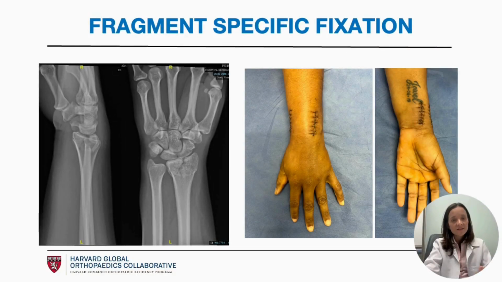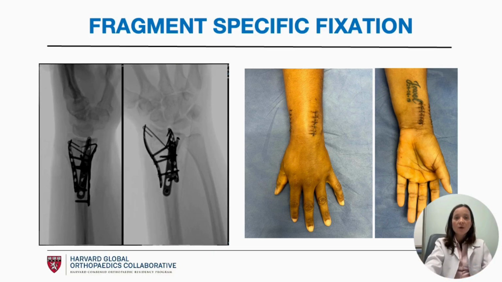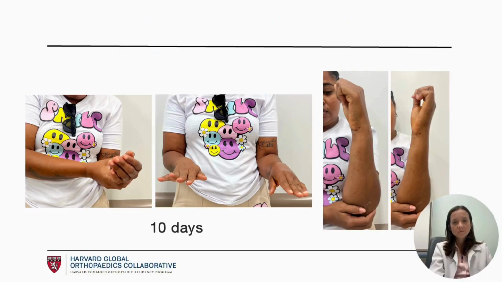This leads us to our second alternative, fragment-specific fixation. It is really a philosophy of care more than a technique for complex distal radius fractures. It allows us to restore anatomy and stability with tailored constructs according to what the patient and the fracture need. In some cases, we can start rehab really early, as we would do with a volar plate in a less complex case.